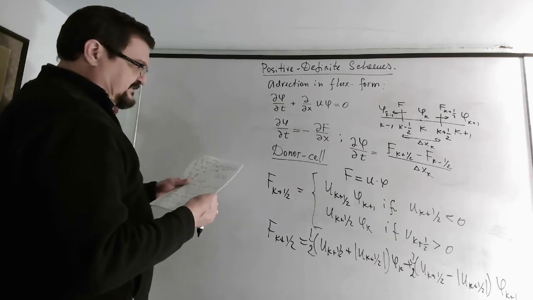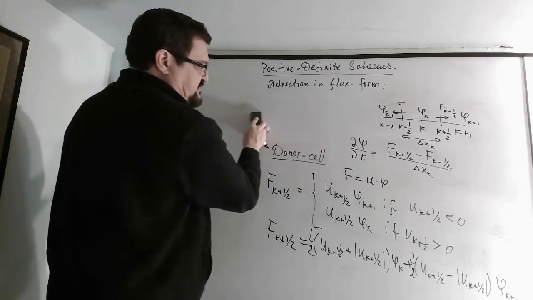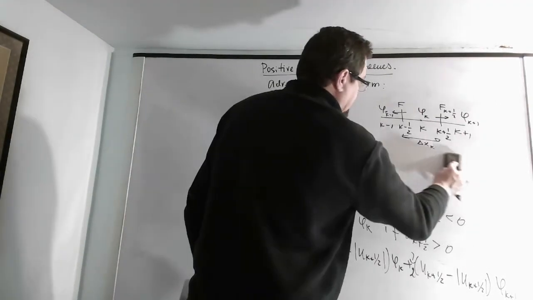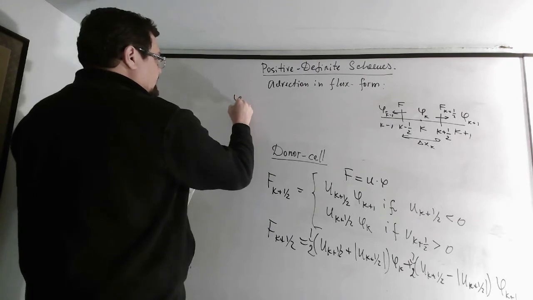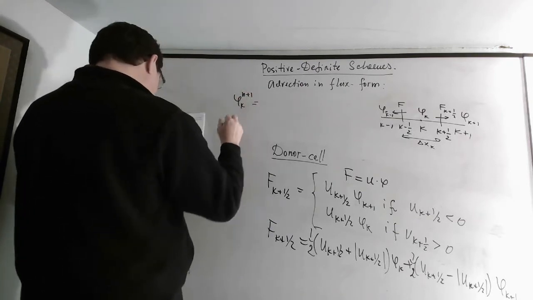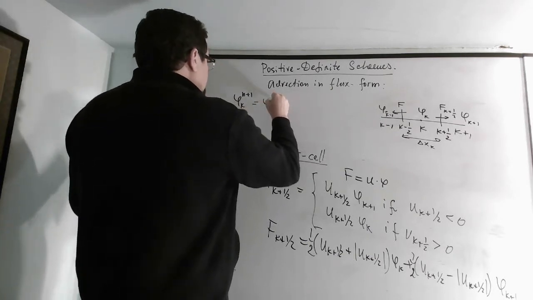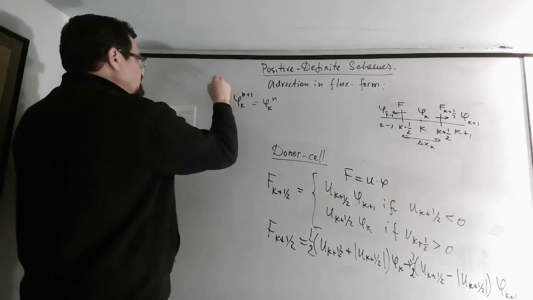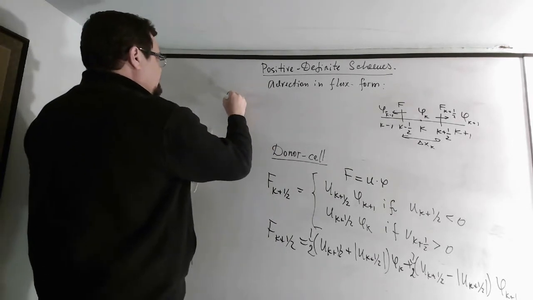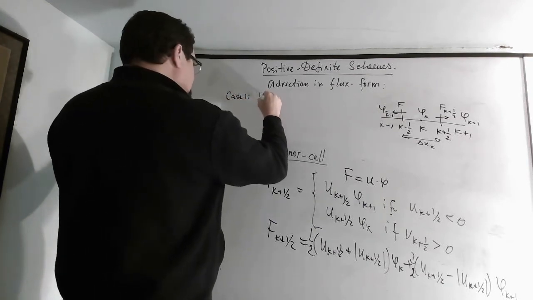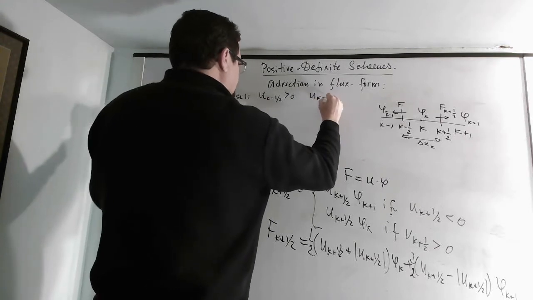Let's check it for some situations. Is it positive definite? That's what we're trying to establish here. So we write the following. Let's write this donor cell scheme in full form as we did before, with the n+1 term on the left. We have one situation, case 1, when u at k minus 1/2 is greater than 0 and u at k plus 1/2 is smaller than 0.